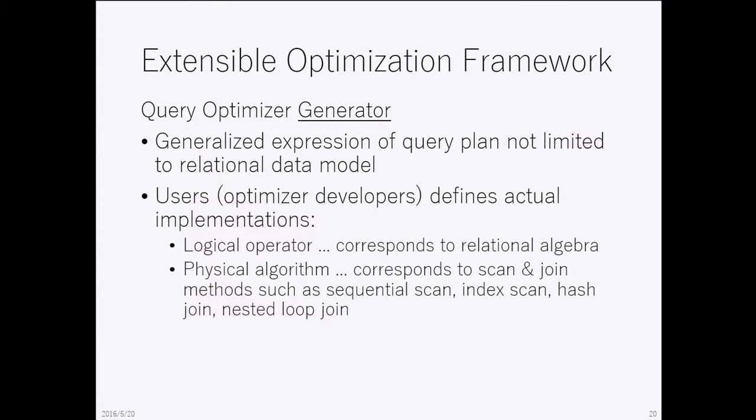So like GiST defines the general framework for index. So Volcano is not limited to optimization of relational query. And users of Volcano, in this case the optimizer developer, define the actual implementation by giving definitions of logical operator and physical algebra. So in the context of relational database, logical operator means the relational algebra operator, like scan or select or project or join. And physical algorithm means a specific scan or join method, like index scan, sequential scan, hash join, nested loop join, or something like that.